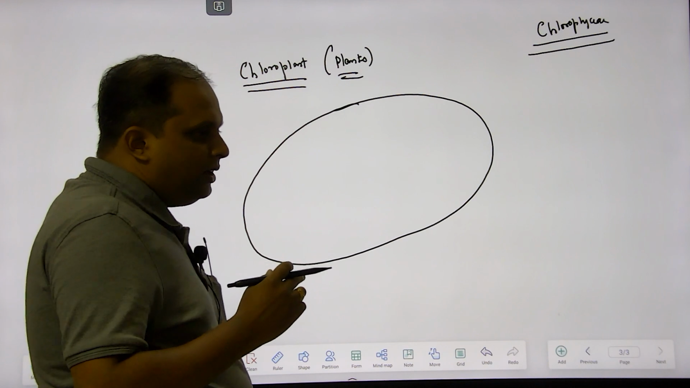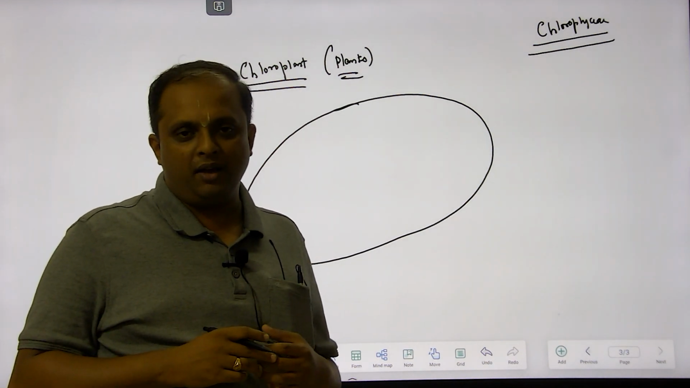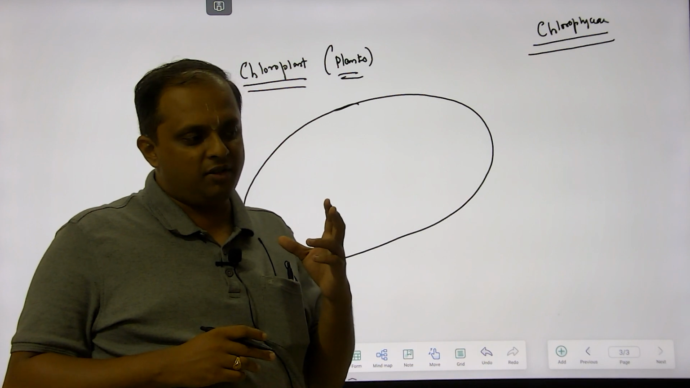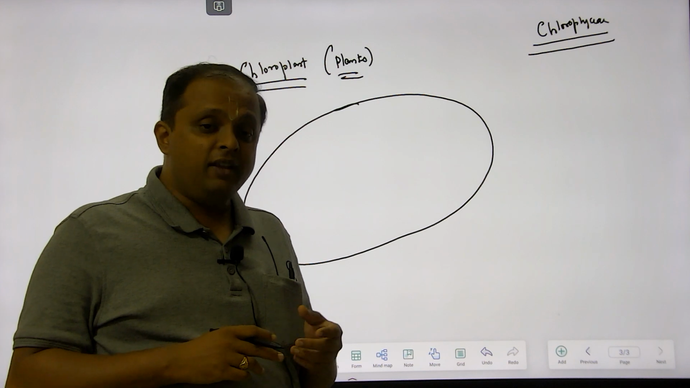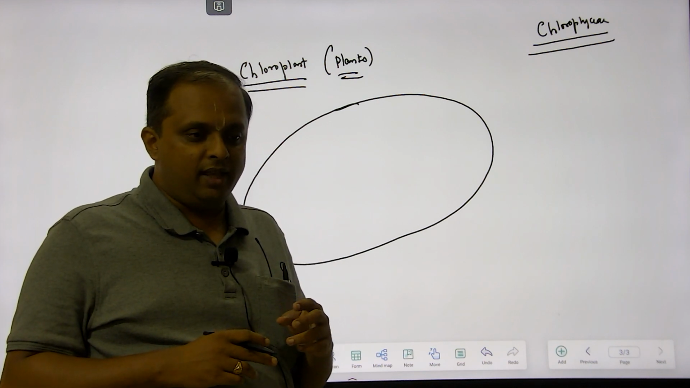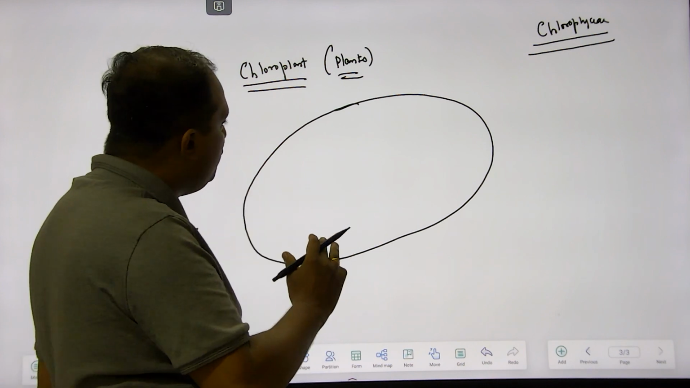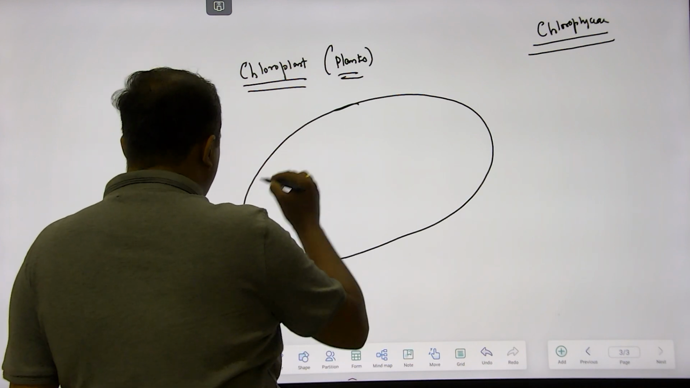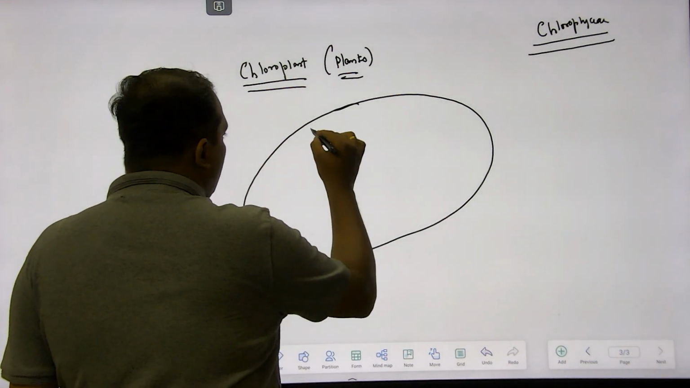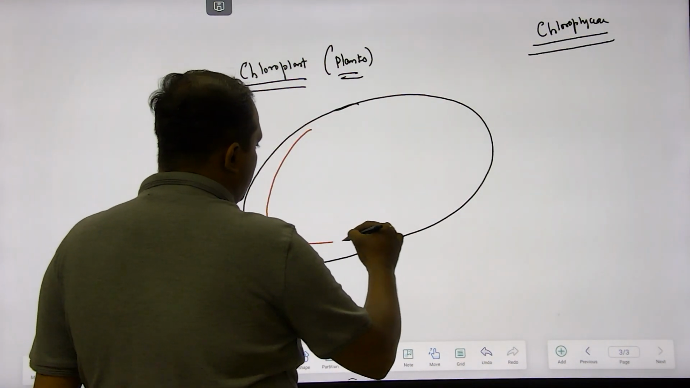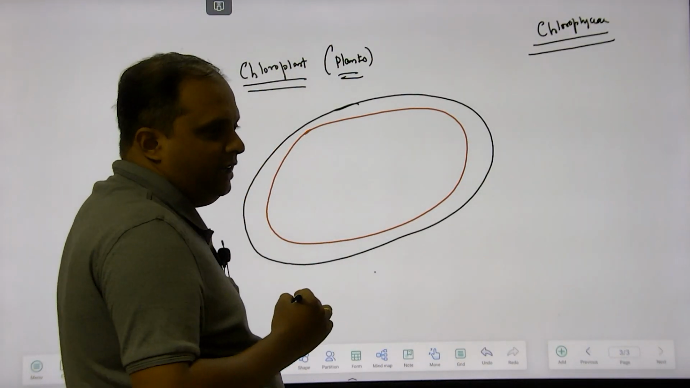Now, in the discussion pertaining to mitochondria, I would have said that in case of an organelle, you have to know whether it has a membrane. If it has a membrane, then whether it is a single membrane or a double membrane structure. So with that view, this chloroplast is going to have a double membrane structure. It has an outer membrane and an inner membrane.